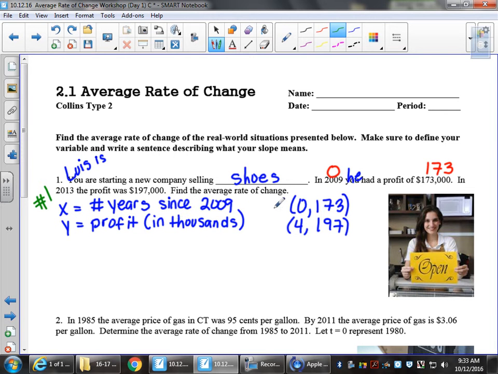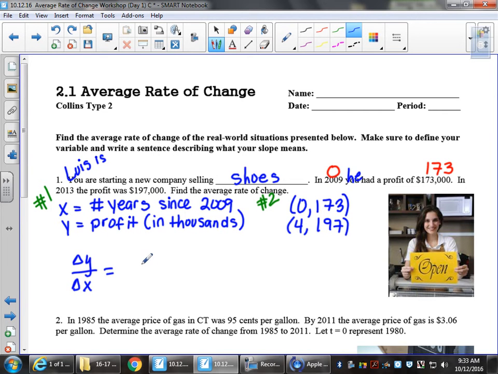That's what we do first. This is what we do second. Next, this next line of work is the most important part that we're all on the same page with. We're going to write change in Y divided by change in X equals.